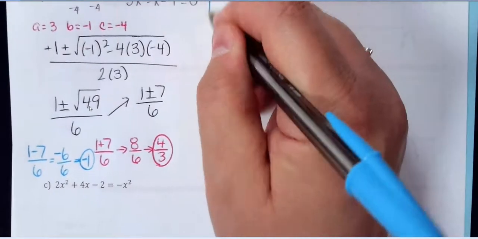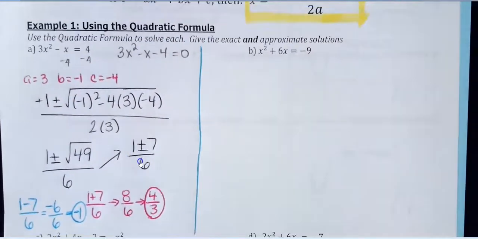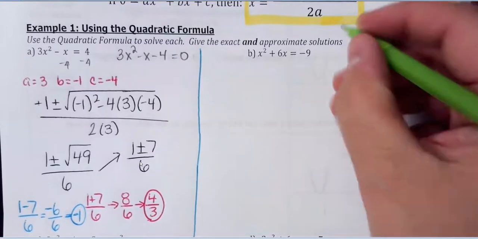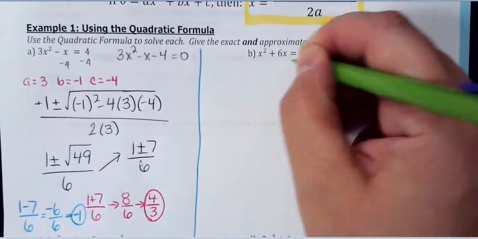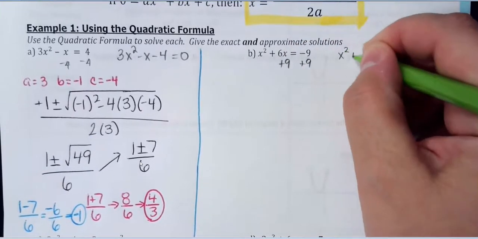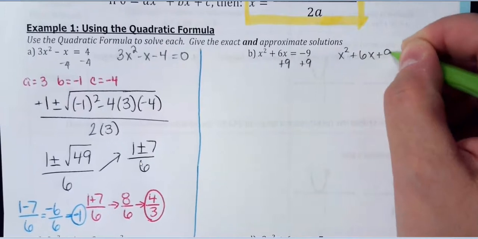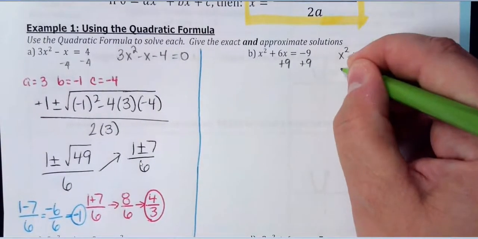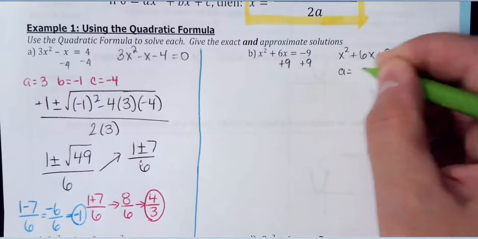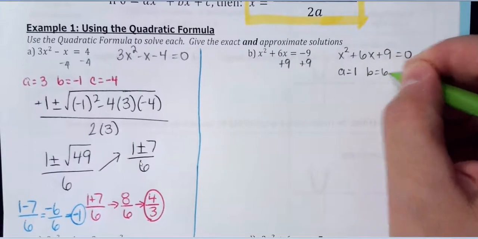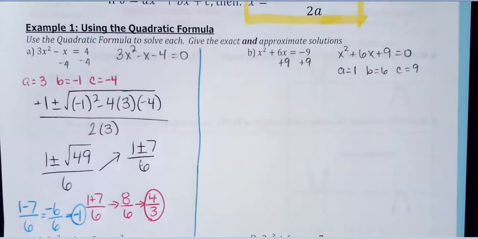All right, now, the one next to this, again, you got to make sure you got set up so you're equal to 0 to start the problem. So for this one, I have to add 9 to both sides before I start. So I'm going to have x squared plus 6x plus 9 equals 0. Again, you totally don't have to write this, I'm going to write it on my paper, though. A is going to just be 1. You just have a plain x squared. B is going to be 6. C is going to be 9.